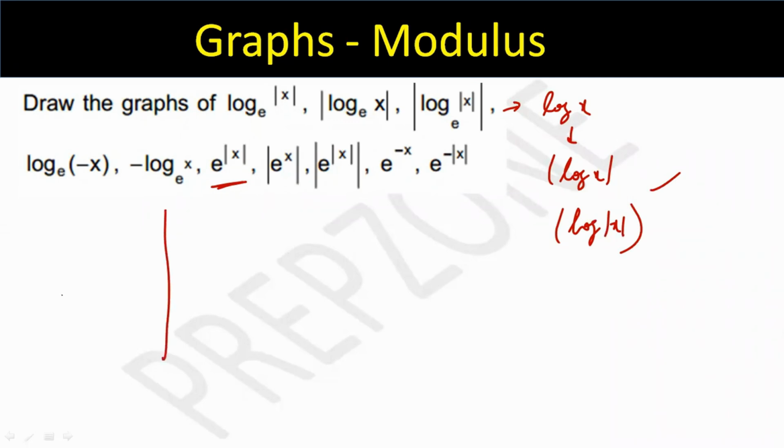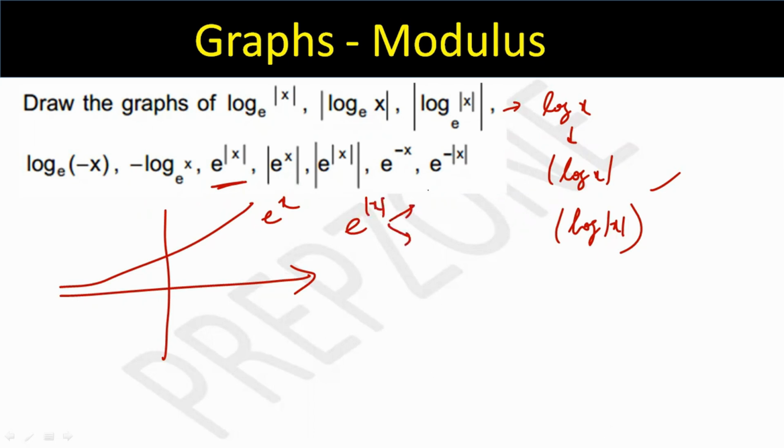This is really tricky. See, this is the graph of e to the power x. Everyone, please pay attention. It is a very important graph, and many students would have made a mistake here, I'm very sure. So see, what is e to the power mod x? I'm writing this for now, but I will not write it in the future. It is e to the power x if x is positive, and it is e to the power minus x if x is negative, right?